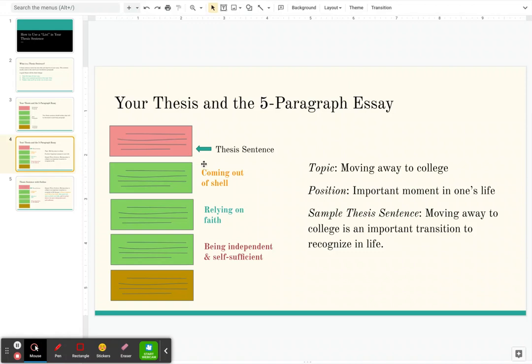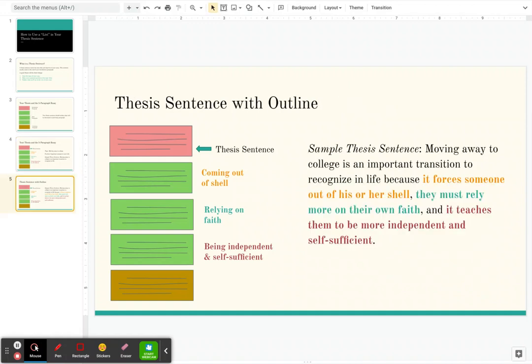And in my body paragraphs, maybe I've come up with the topics or supporting points of moving away to college helps you come out of your shell. It helps you to rely more on your own faith, and it helps you to be independent and self-sufficient. So what I then might do in my thesis sentence to outline my essay is this. I might say, moving away to college is an important transition to recognize in life because it forces someone out of his or her shell. They must rely on their own faith, and it teaches them to be more independent and self sufficient.